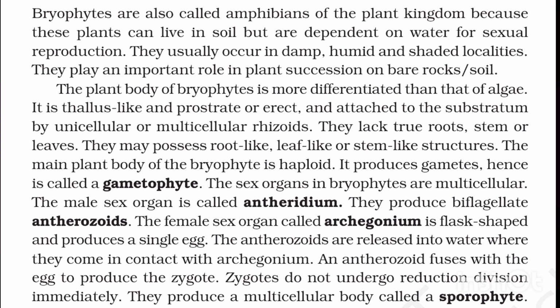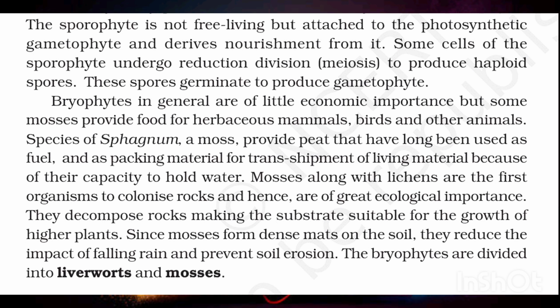The antherozoids are released into water where they come in contact with archegonium. An antherozoid fuses with the egg to produce the zygote. Zygotes do not undergo reduction division immediately. They produce a multicellular body called a sporophyte. The sporophyte is not free-living but attached to the photosynthetic gametophyte and derives nourishment from it. Some cells of the sporophyte undergo reduction division, meiosis, to produce haploid spores. These spores germinate to produce gametophyte.